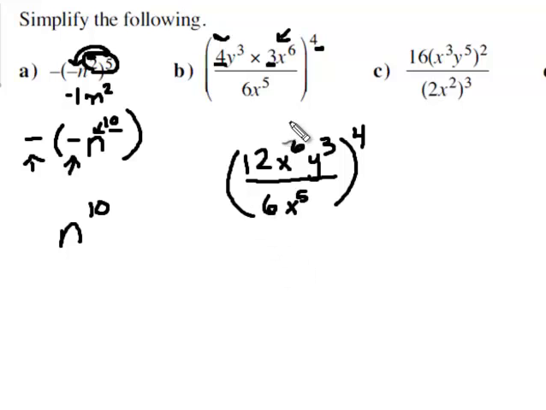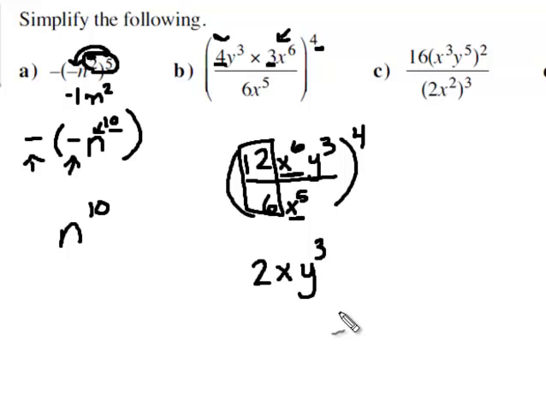The other thing I sort of want to do now is simplify my digits. 12 over 6, so 12 divided by 6, which is 2. And in this case I have x's that can be simplified as well. X to the 6th divided by x to the 5th, which is x to the 6th minus 5, or x to the 1. And then the y has nothing to simplify with, so it's just y cubed.